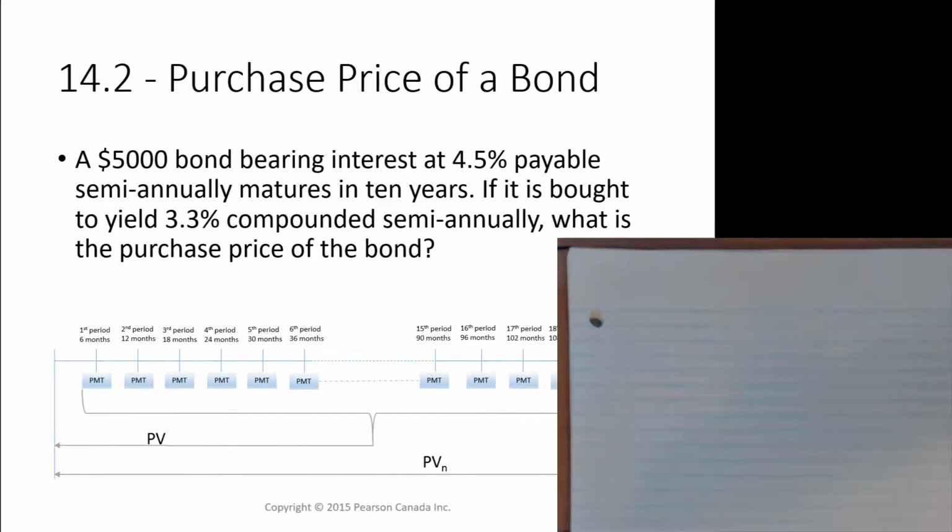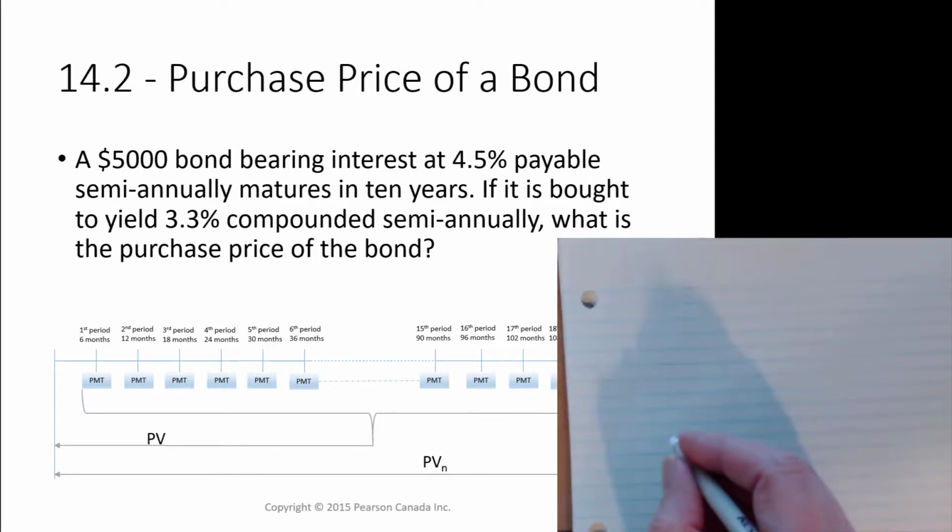Let's work this problem through. Here, nothing suggests that this bond is being purchased or sold between coupon payment dates. It's just saying it's bought to yield, matures in 10 years. So we can infer that the date of sale happens on an interest payment date or at the origination of this particular bond. With that being the case, it is an annuity.